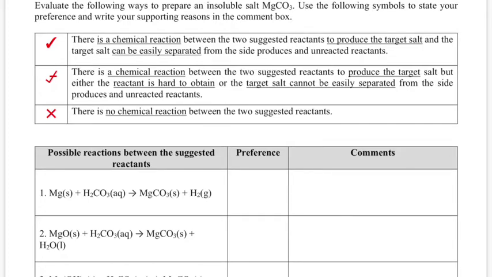And for the last type, I want you to put a cross if the suggested reactants will not have any chemical reaction to produce magnesium carbonate. That means this is impossible. This way won't work. So now please pause the video, spend around 5 minutes to go through all those reactions and try to evaluate them using the symbols here. Then you can write a few sentences to describe your reason for choosing that symbol.